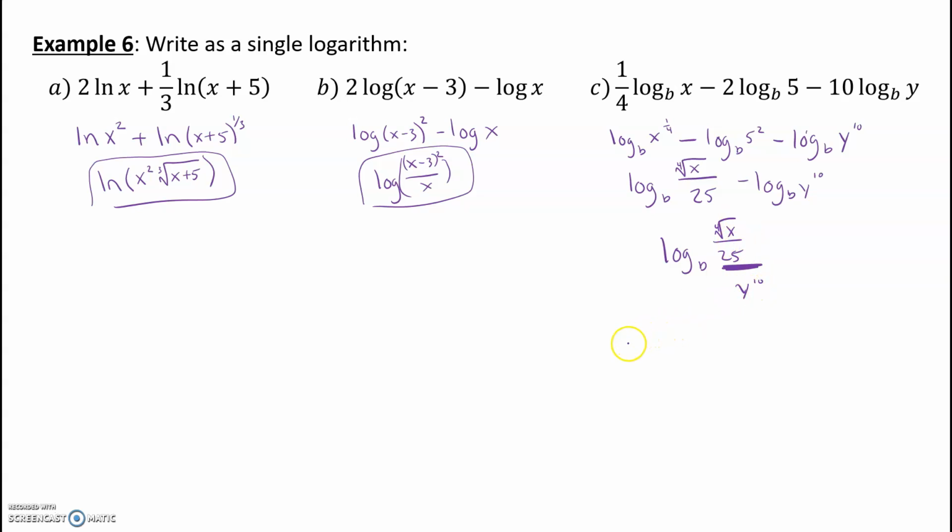Remember, keep, change, flip, so we have 4th root of x over 25, change to multiplication, and then 1 over y to the 10th, flip. Keep, change, flip. So really what we have is log base b of the 4th root of x over 25 y to the 10th. That was a little bit of a doozy.